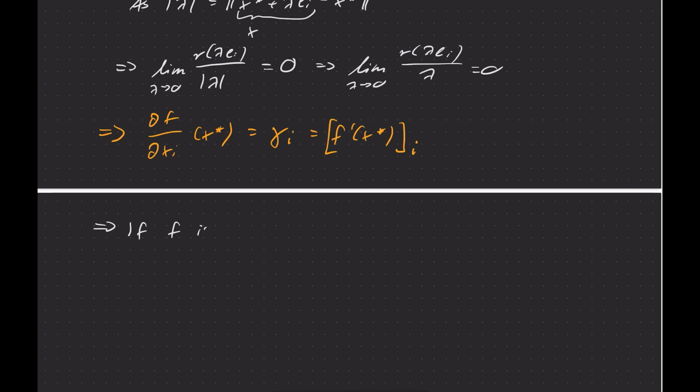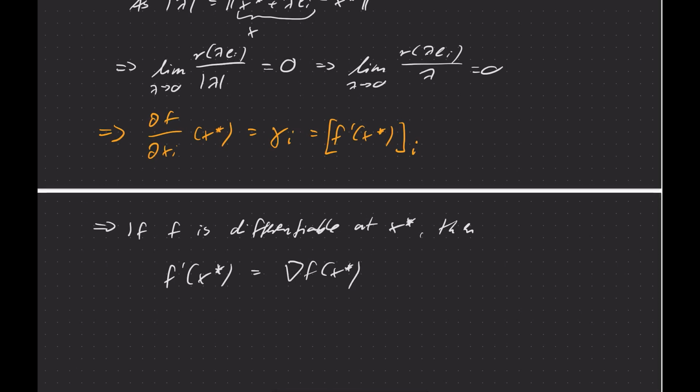If f is differentiable at x star, then the total differential f prime at x star is the same as the gradient at x star. One minor annoyance here, I need to transpose the gradient. I haven't talked about that a lot in previous videos. I'll talk some about that in one of the next videos. So the reasons for this will become clear.